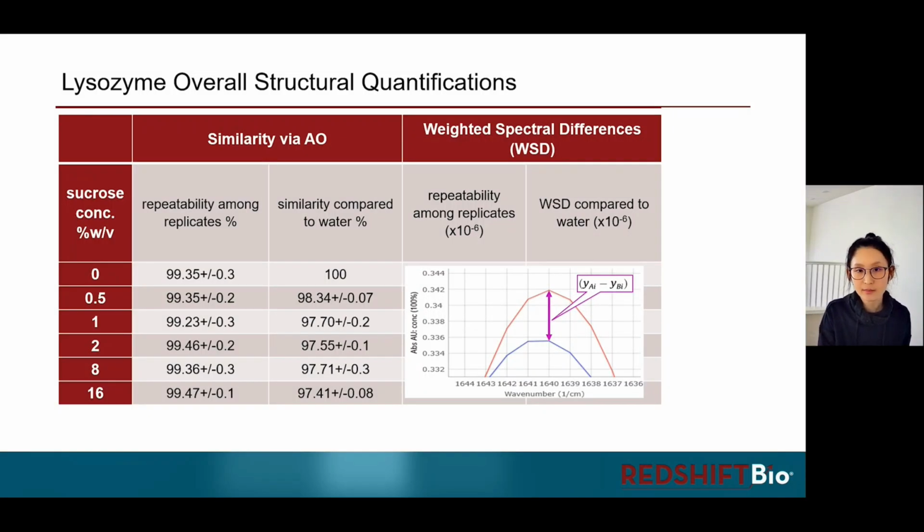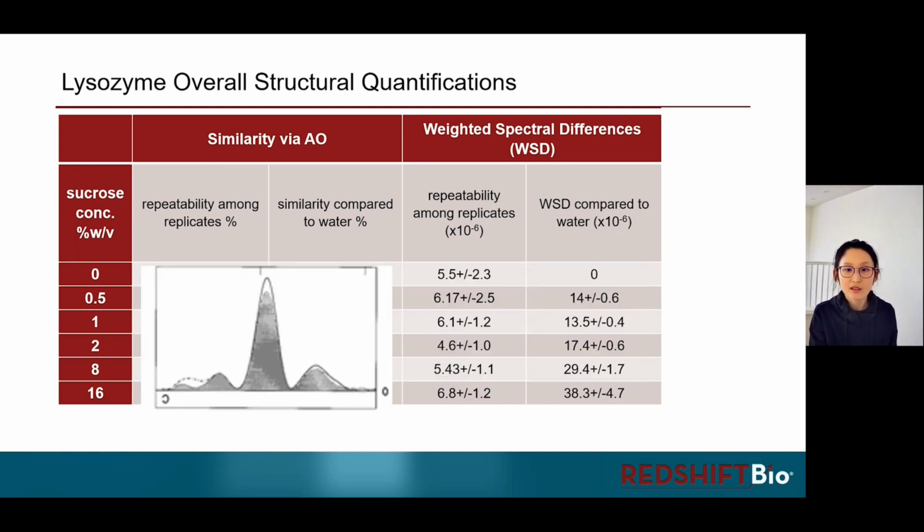So the second mathematical weapon, WSD, is usually more sensitive. It is an integral of the distance between 2 curves, but weighted more heavily at the wave number where signals are stronger. Again, the first column is the repeatability among the 3 replicates, and the second column is the WSD compared to lysozyme in water with 0 sucrose. We see a trend of increasing structural changes as sucrose increases in concentration.